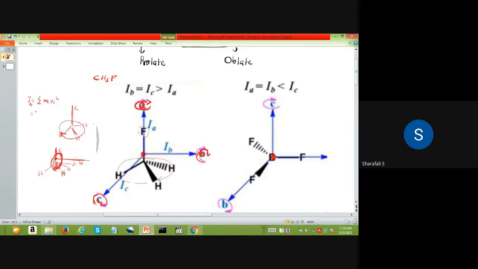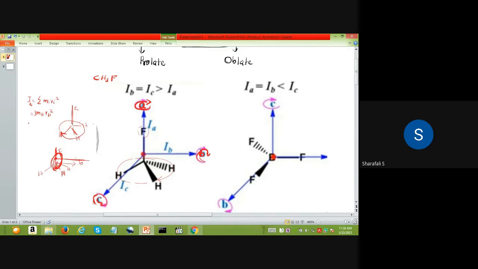then you can have maximum 3 masses of hydrogen and their separation from that axis. So we'll be having 3 m_H r_H square, if they are symmetrically placed, because all three of them are hydrogen, they are symmetrically placed from that axis A, so I can take it as 3 m_H r_H square.